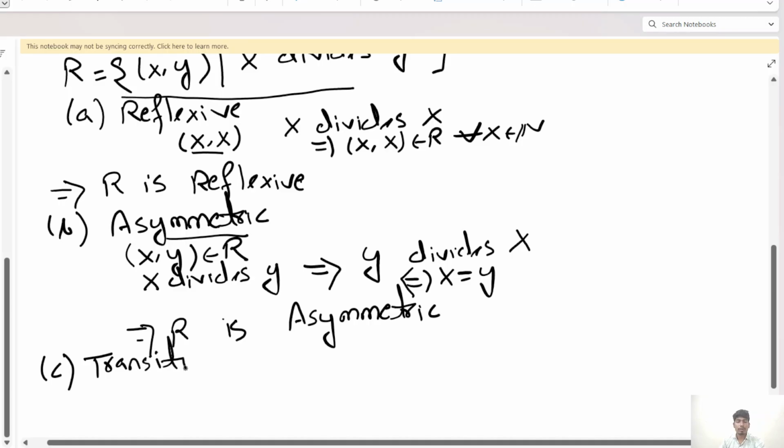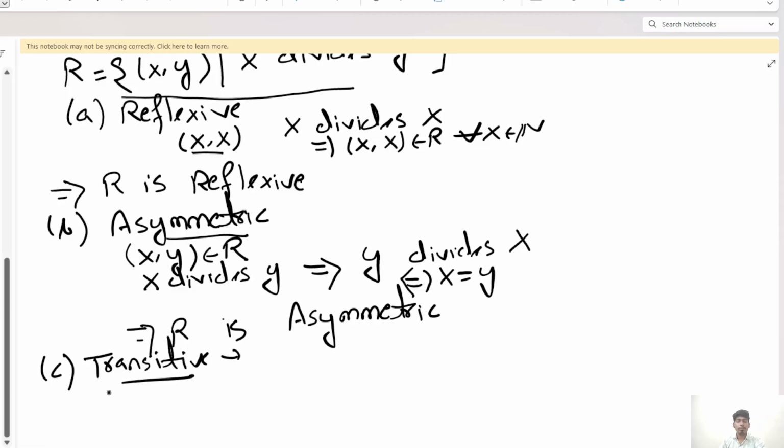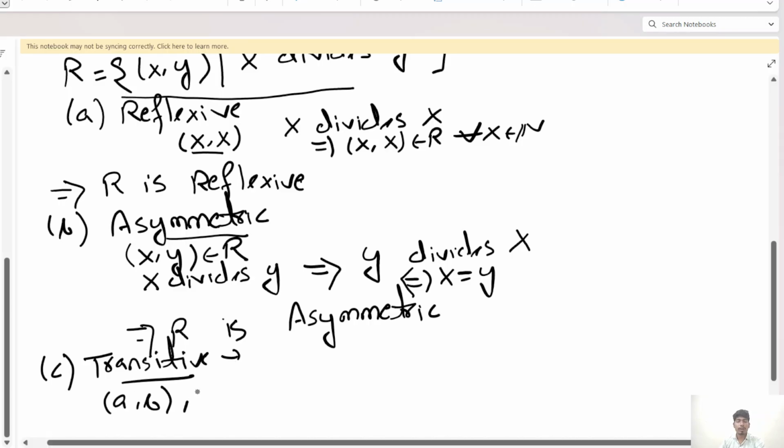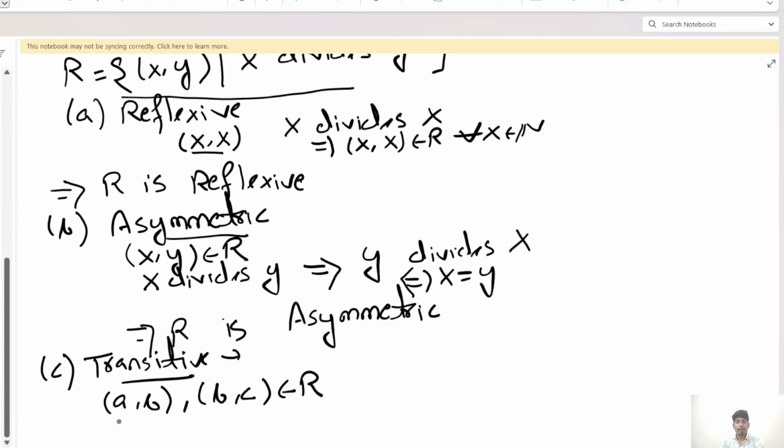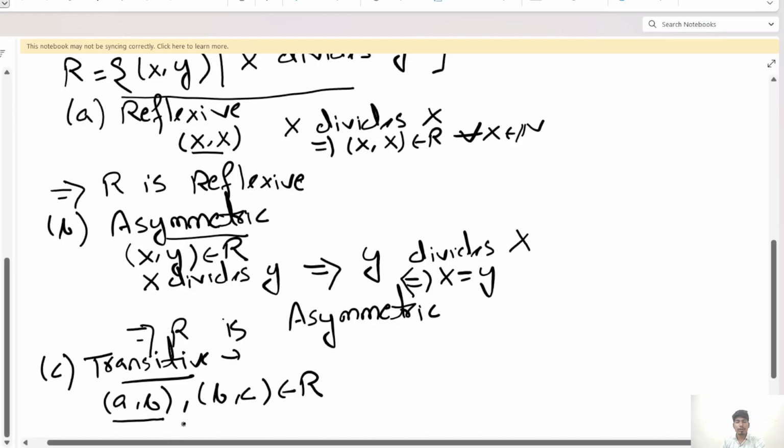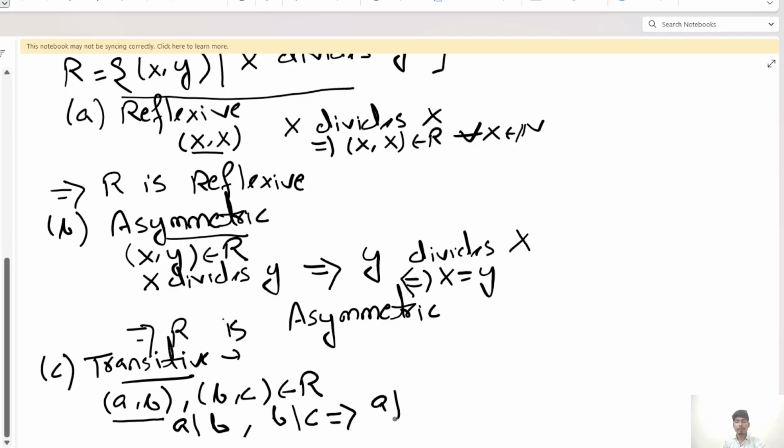Transitive means if (a, b) and (b, c) belong to R, we have to prove (a, c) belongs to R. (a, b) belongs to R means a divides b, and (b, c) belongs to R means b divides c. Then from 1 and 2, a divides c. Okay, it implies (a, c) belongs to R.